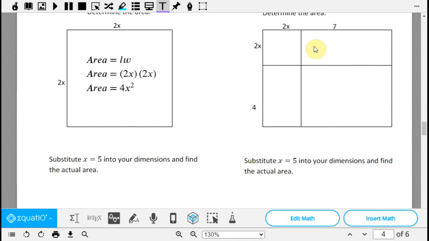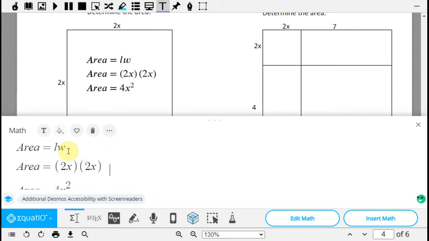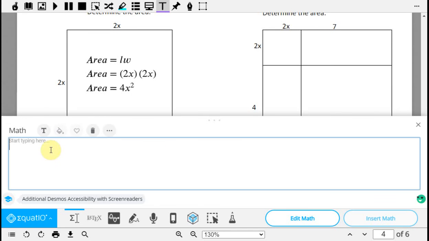And in this next square, we're going to go through the process of breaking it down into these rectangles. In this case, I'm not going to rewrite all of the areas, we're just going to do the areas. So the first example is 2x times 2x, and that equals 4x squared.